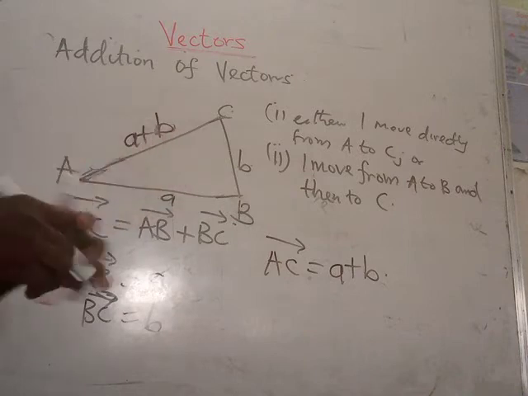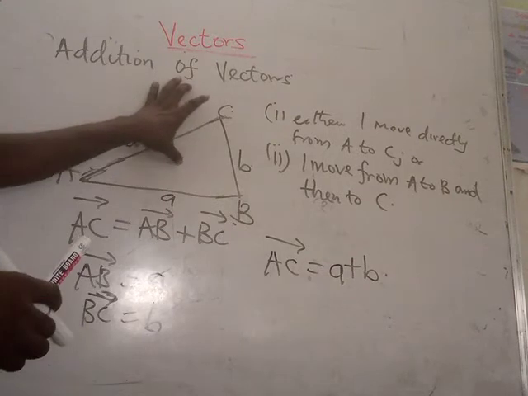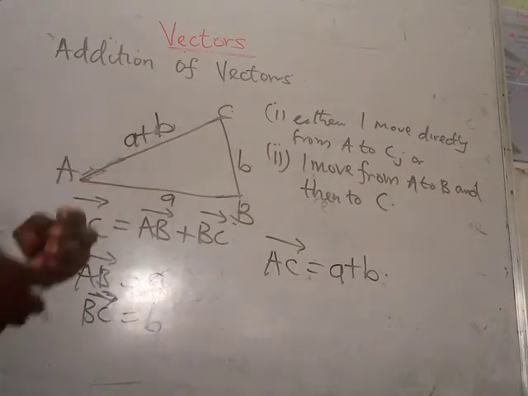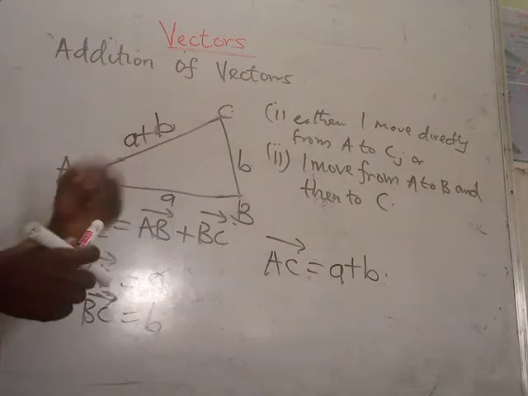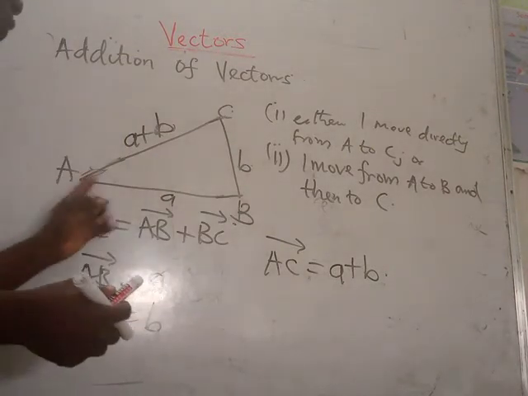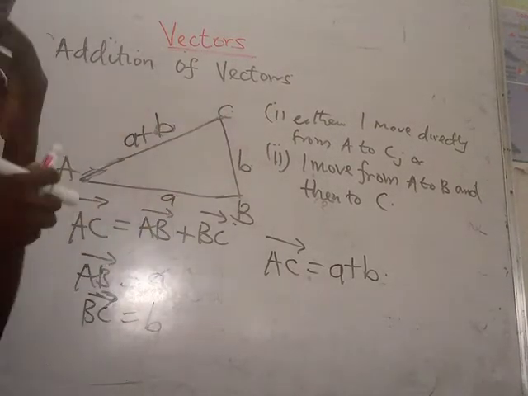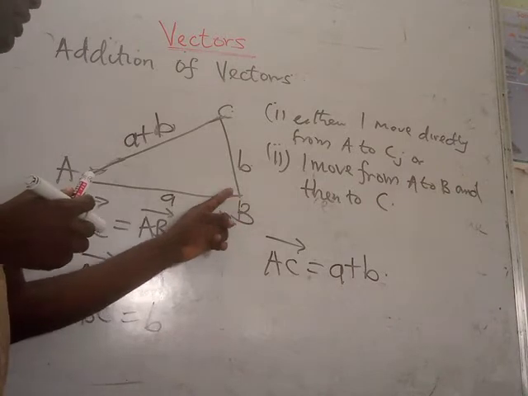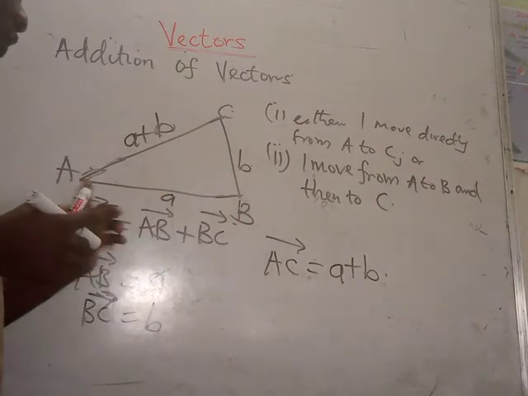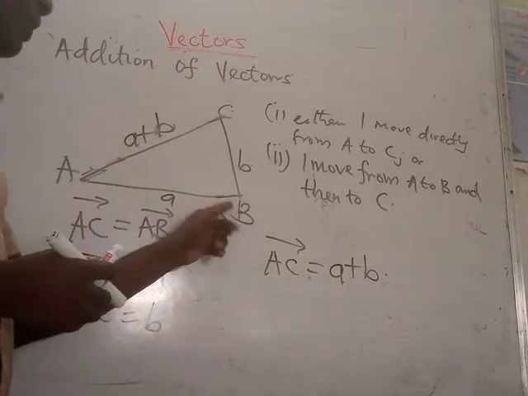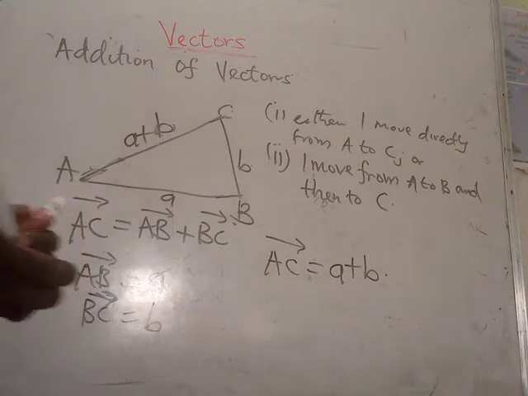Now, we can see this is the sum or the addition of what? Vectors. What you simply do is envisage this as you are going from A to C. How do I get to C? I can move from A to C by moving directly from here to this point, or I can move from A to B, then from B to C. Now, if A and B represent the position vectors of AB and BC, then AC equals A plus B.